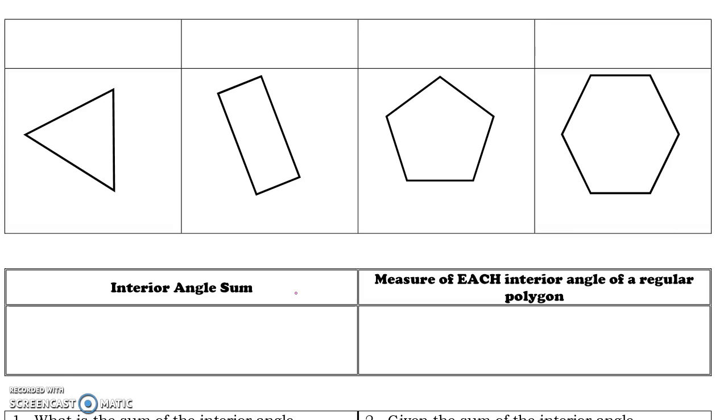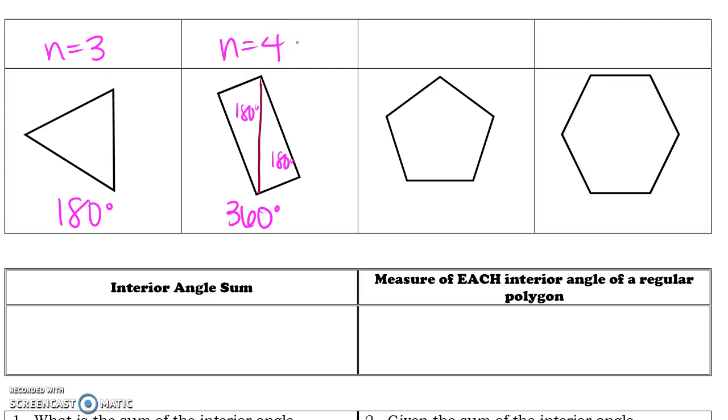So looking at this, we have a triangle. We should know that if our n is 3, we have 3 sides. Our interior angles all add to be 180 degrees. Now, for this one, if we drew in a diagonal, notice how it creates 2 triangles. So we'll have 180 degrees here and 180 degrees for this triangle. All together, we're going to have 360 degrees. So that's if our n is 4, our number of sides is 4.